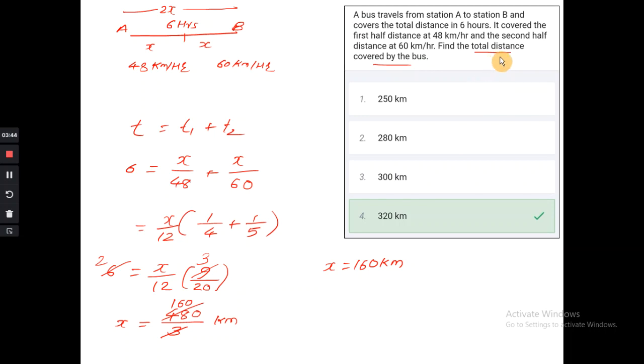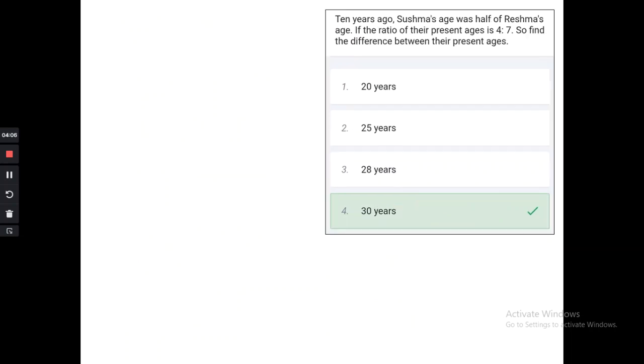Now we have to find the total distance here. So x is equal to 160 kilometer. So another x will be the 160 kilometer. So total distance 2x is equal to 2 into 160 means 320 kilometer. So option will be the fourth one. Now next question.